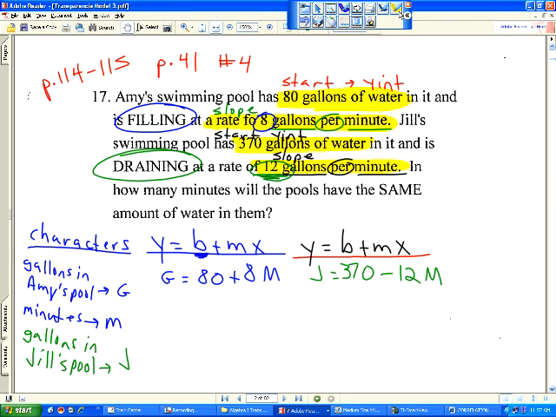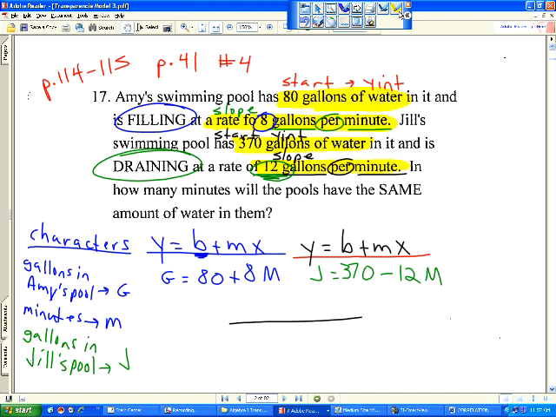Now how many variables do we have? 3. How many word sentences? 2. We need some more stuff. Got to have the same number of word sentences, equations, as you do variables. And so we keep reading. What we've found so far were formula words, y equal b plus mx.